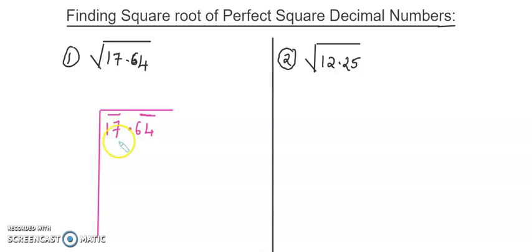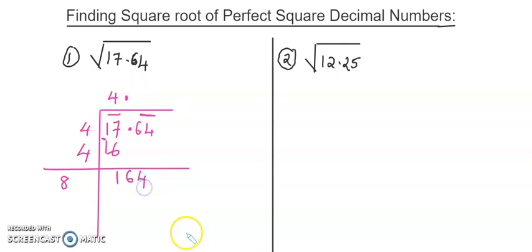Okay. Now 17, the nearest perfect square, 16. So 4, 4, 16. So put a 4 here, add it, and you'll get 8. Subtract, you get a 1. Now you're not supposed to bring down the decimal. You'll put the decimal up and bring down the pair 64.